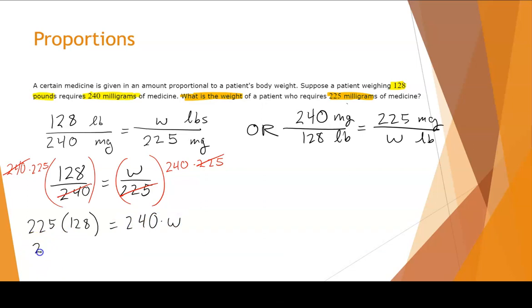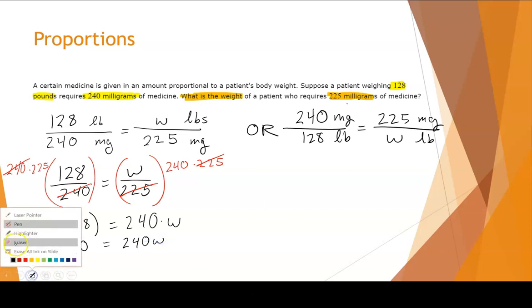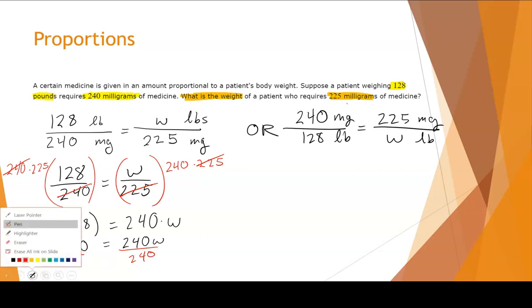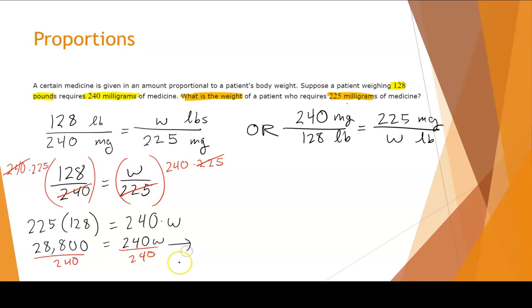Multiplying this together, we get 28,800 equals 240 W. And then dividing both sides by 240, we end up with, what do we end up with? 120 equals W. So that means the weight of this other person would be 120 pounds.